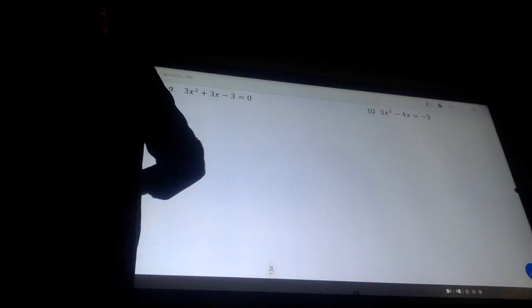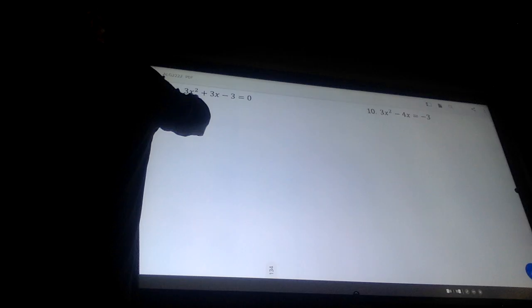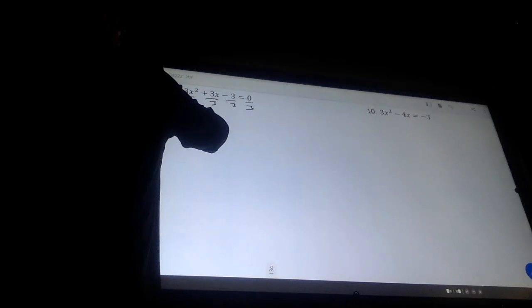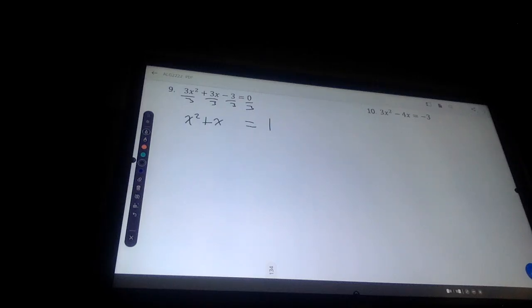Last 2 questions, agree? Ooh, everything's a 3 on this one. Oh boy, oh boy. Let's see what happens here. All right, so I'm going to divide everything by 3. And I'm going to move that over. So I'm going to get x squared plus x, leave a space, equals positive 1. You see what I did? Negative 3 over negative 3 is negative 1. Add 1 to both sides. It comes down to that.